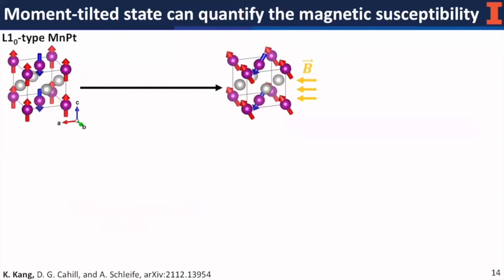Lastly, we studied the impact of the external magnetic field. When we apply the magnetic field to antiferromagnets perpendicular to the Néel vector direction, all spins start to tilt towards the field direction. So we use this behavior to develop a new method to extract the perpendicular magnetic susceptibility of antiferromagnets.